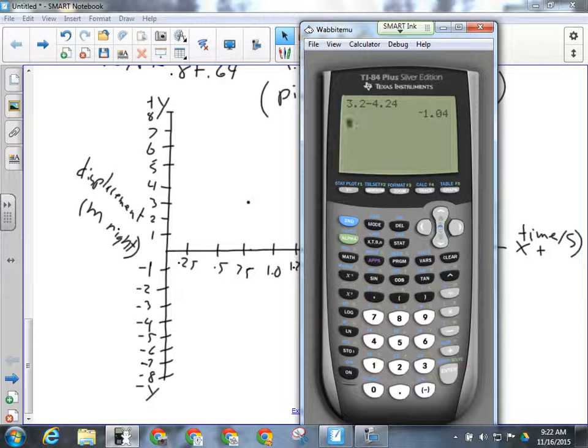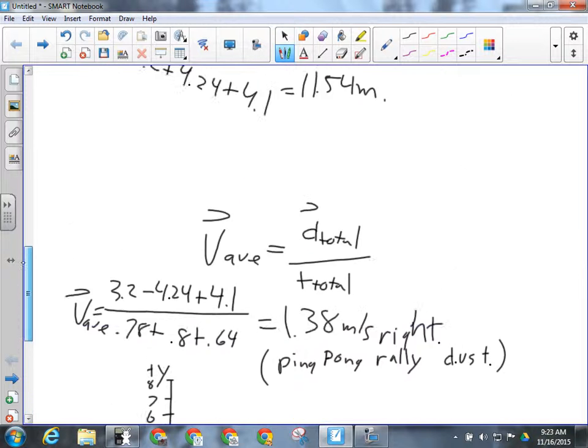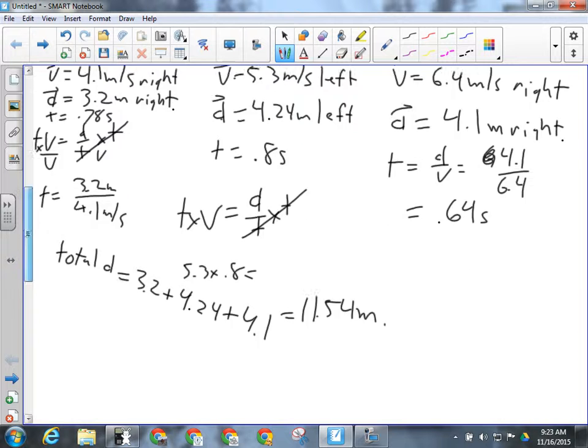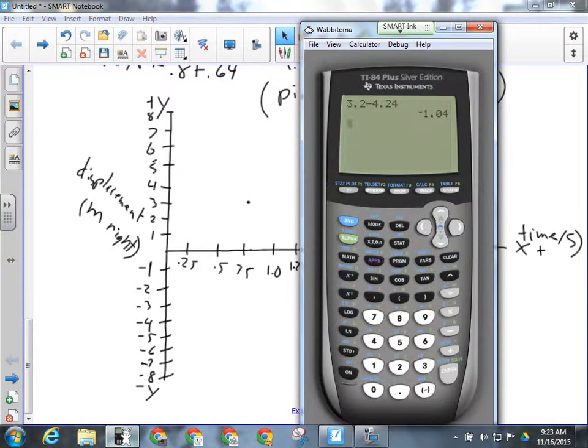Everyone follow what I did there? Okay. So 1.04, looking at probably right about there. Okay, and then I went 4.1 meters to the right from there, and it took 0.64 seconds. All right, so 0.64 seconds from here, okay. I'm at 1.58 seconds right now, plus 0.64 seconds. It's going to give me 2.22.